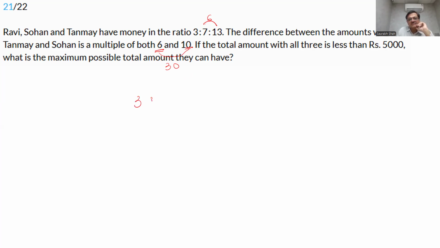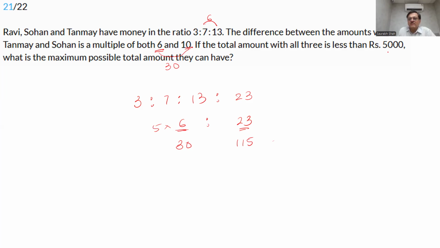So if the three numbers are 3 is to 7 is to 13, the difference here is 6, and the summation of all the three numbers is 23. But we know it is not 6 and 23. It has to be a multiple of 30. So let's multiply this ratio, the required number and the required total, by 5. So whenever the difference is a multiple of 30, the total will be a multiple of 115.